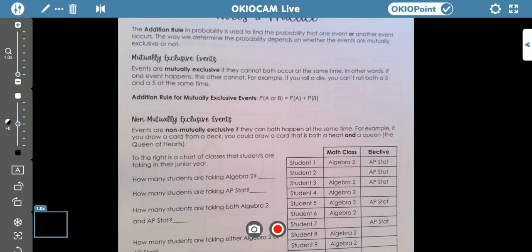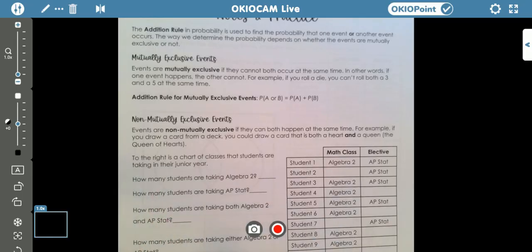All right, events are non-mutually exclusive if they both happen at the same time, possibly. For example, if you draw a card from a deck, you could draw a card that is both a heart and a queen of hearts. So when that happens, we end up with some overlap. So we have to see how we deal with that.